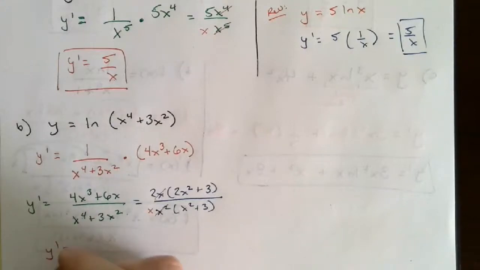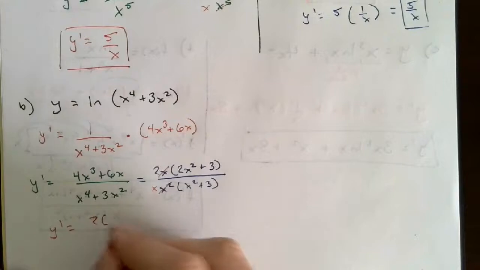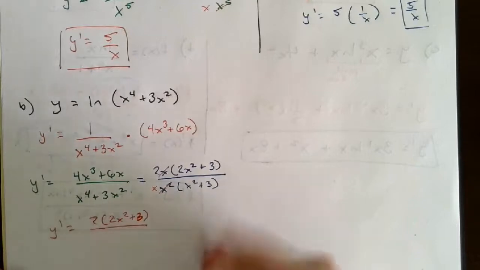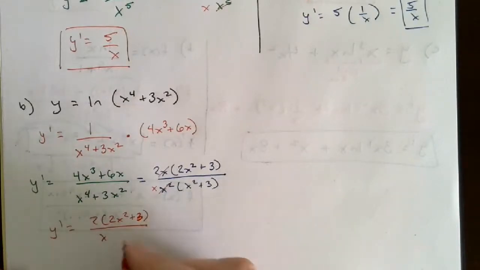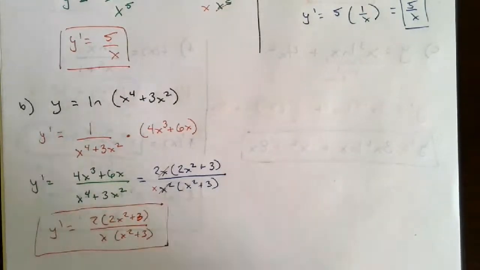So you end up with y prime equals 2 times (2x squared plus 3) over x times (x squared plus 3). Now, if you wanted to, you could distribute the 2 back in and the x back in. It'll give you an equivalent answer. It doesn't change anything.